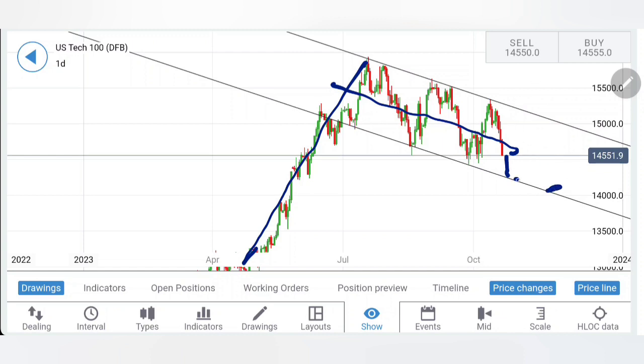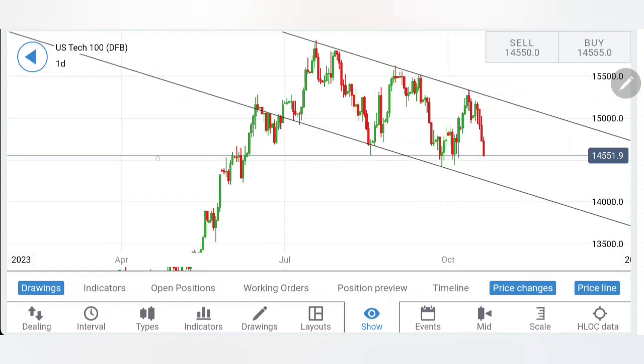So as long as these levels are respected, I will still see this as a flag formation, and it has the potential to even break out on the upside. So as long as 14,200 next week is respected, we are not going to treat Tech 100 as bearish, and specifically if it comes out of this channel, then only we can say that the prices have reversed. So here are a few support levels and the channel we have seen on the daily charts.